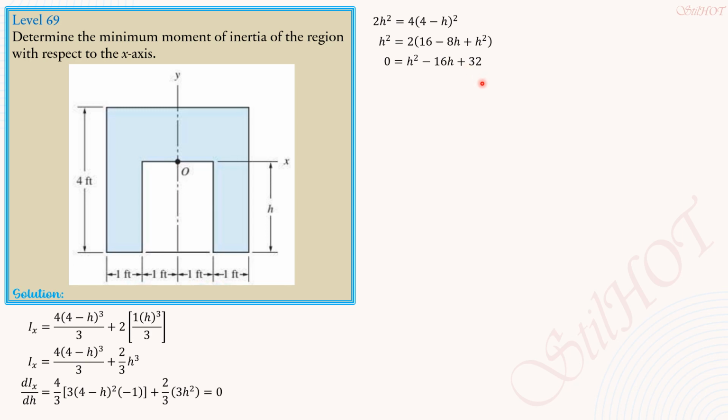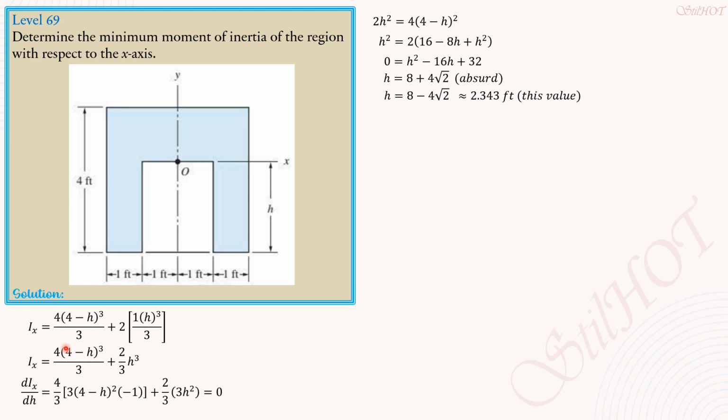Then using the calculator to solve for the roots, h is 8 plus 4 square root of 2 feet, which is rejected because it is greater than 4 feet. So the other value: h is 8 minus 4 square root of 2. So this is the acceptable value that makes sense. So 8 minus 4 square root of 2 is approximately 2.343 feet.